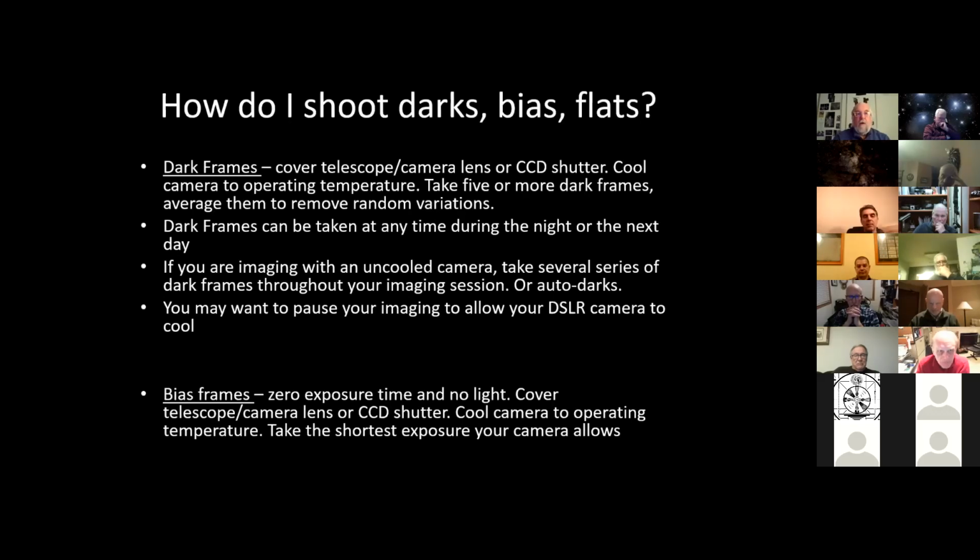So how do you shoot darks and flats and bias frames? Well, dark frames are relatively easy. You cover the telescope or the camera lens, or close the CCD shutter and cool the camera to its operating temperature, or in the case of the DSLR during the evening, record when you take it, because for the DSLR, you may want to take several series of dark frames throughout the imaging session, or take auto darks. And then take 5 or more dark frames, average them to remove the random variations.